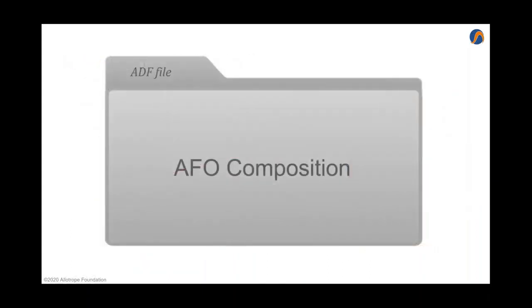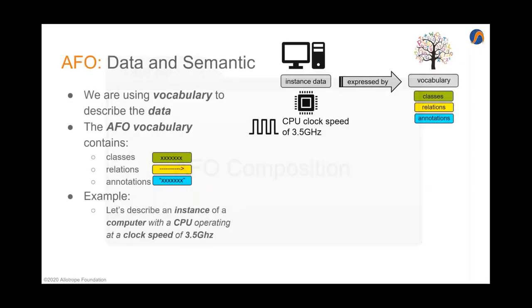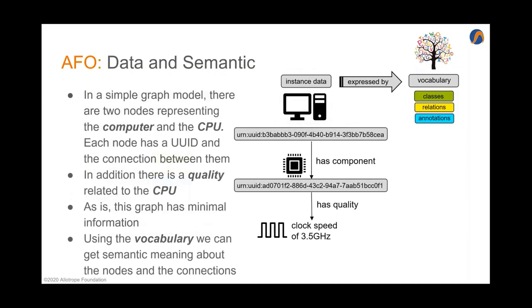So now that we understand how to construct the AFO, let's look at our Allotrope Foundation Ontology, all the composition and the components. So let's start with data and semantics. We are using vocabulary to describe data. The AFO vocabulary contains classes, relations, and annotation. And we'll do an example. We will model an instance of a computer with a CPU operating at a clock speed of 3.5 GHz.